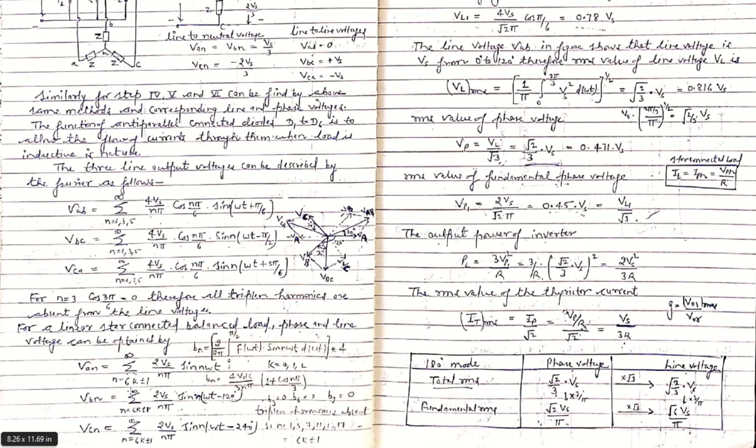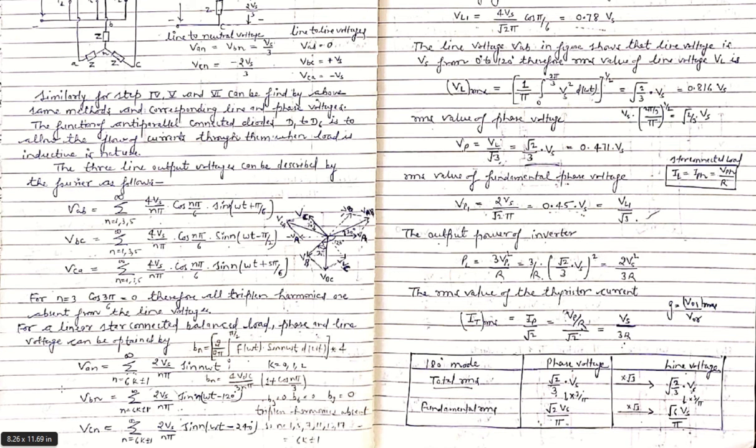Phase voltages are given by n equals 6k plus minus 1 to infinity. 6k plus minus 1 means there are no triplen harmonics. If you put k equals 0, 1, 2, then n equals 1, 5, 7, 11, so no triplen harmonics are there. In general, we write n equals 6k plus minus 1, in which third harmonics are eliminated, to infinity, 2 Vs divided by n pi, sine n omega t. This is the expression of Van, that is the phase voltage.